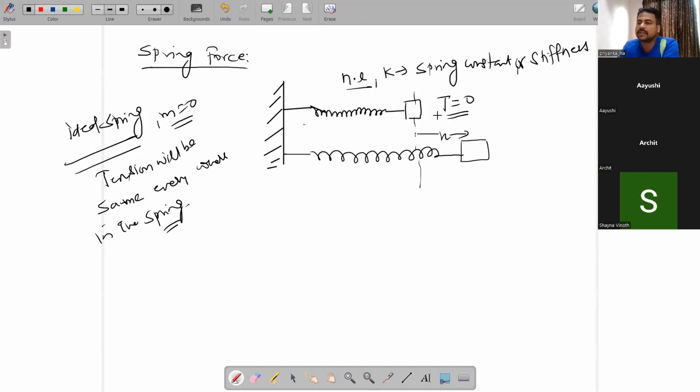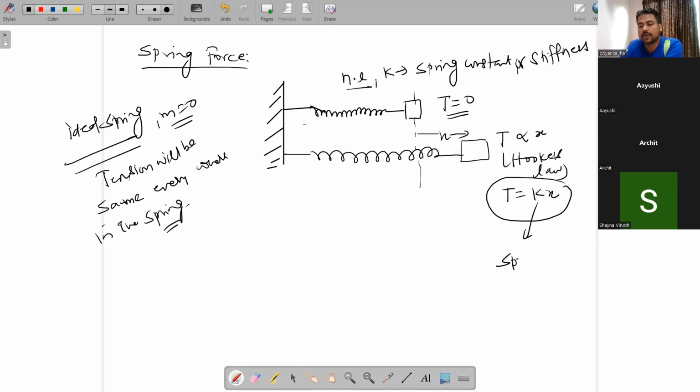But when you pull this by applying some force on the block, there will be some extension in the spring. So now this string will have some tension. And that tension will be directly proportional to the extension. This is called Hooke's law. And just remove this proportionality constant, you will get K into X. This K is called spring constant or stiffness constant.